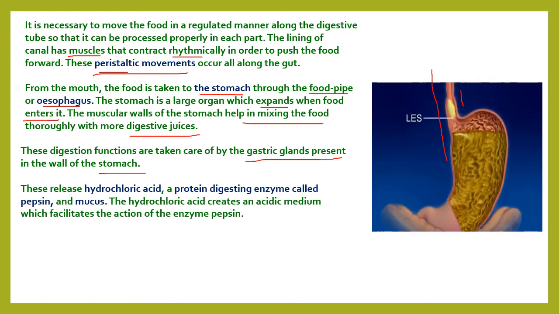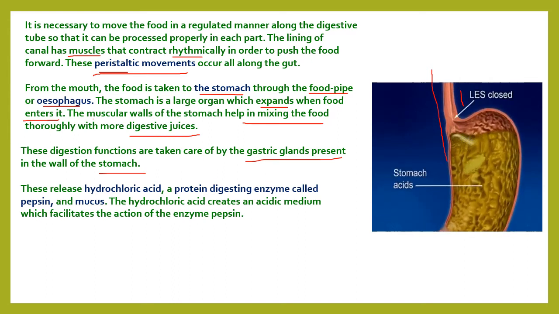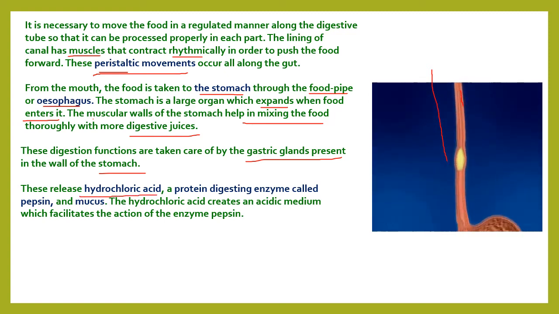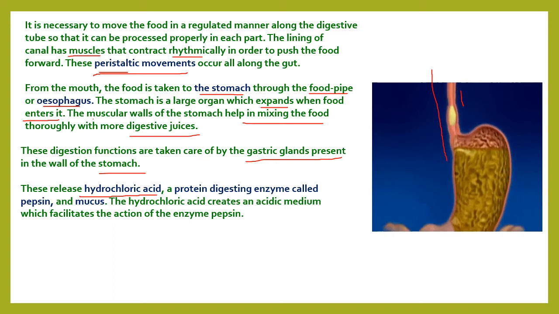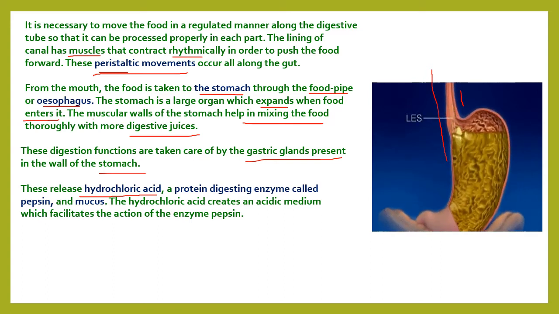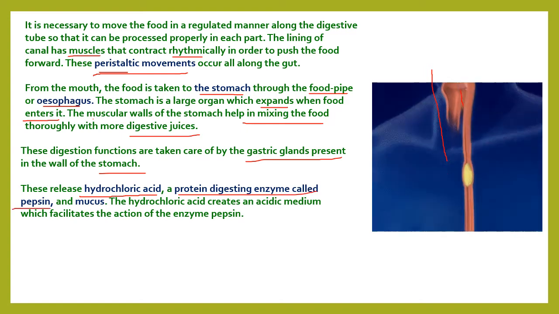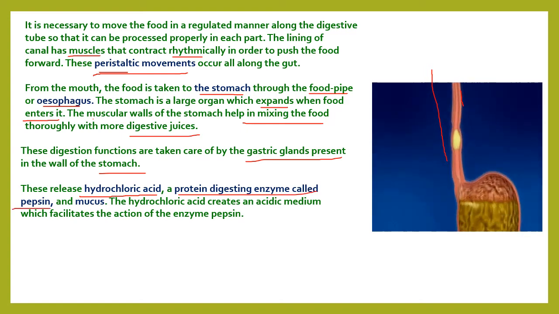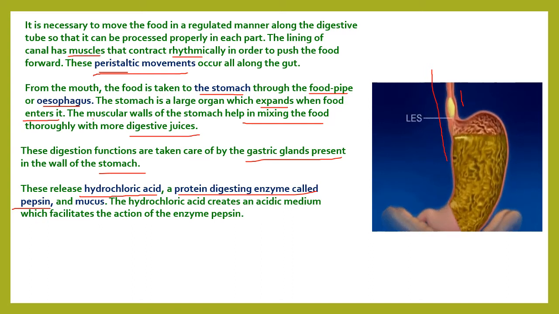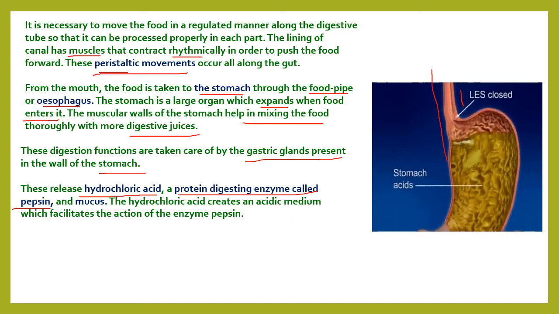जो gastric gland हैं present in the wall of the stomach, they release hydrochloric acid. So hydrochloric acid क्या करता है? एक एंजाइम है that is pepsin, जो प्रोटीन डाइजेस्टिंग एंजाइम है, उसको ये एक्टिव कर देता है. In absence of hydrochloric acid पेप्सिन एक्टिव नहीं होगा और प्रोटीन डाइजेस्ट नहीं होगा.